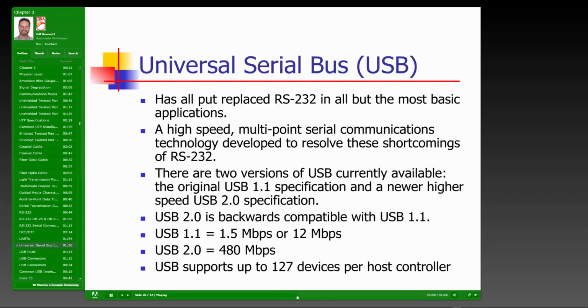Currently there are two versions of USB. The original version was USB 1.1, and then the newer version, which is a higher speed, is USB 2.0. 2.0 is backwards compatible with USB 1.1. So if you have a 2.0 port, for instance, on your computer, you can still hook up a USB 1.1 device in that port. USB 1.1 was 1.5 megabits to 12 megabits per second, and USB 2.0 is theoretically rated at 480 megabits per second. And USB also supports up to 127 devices per host controller.